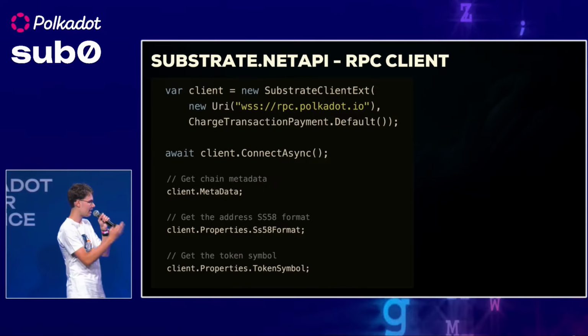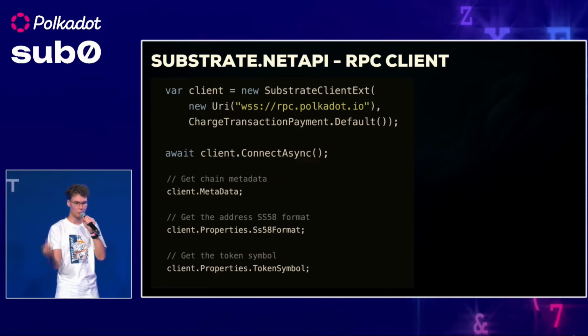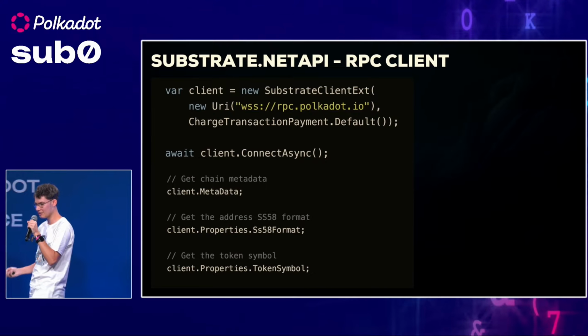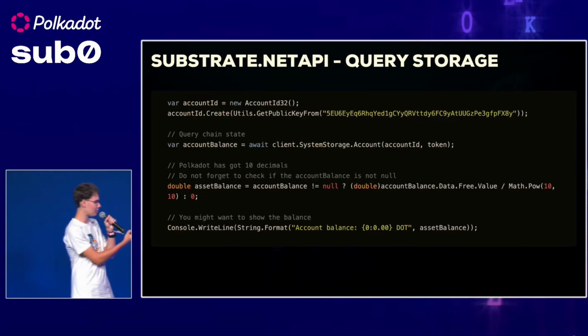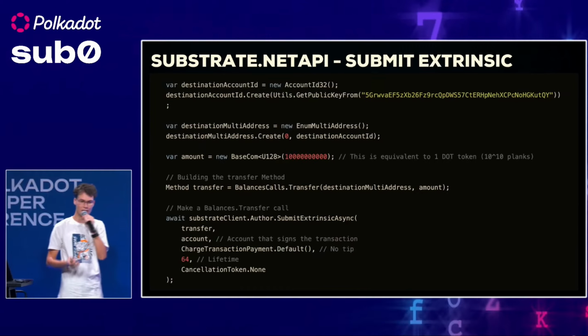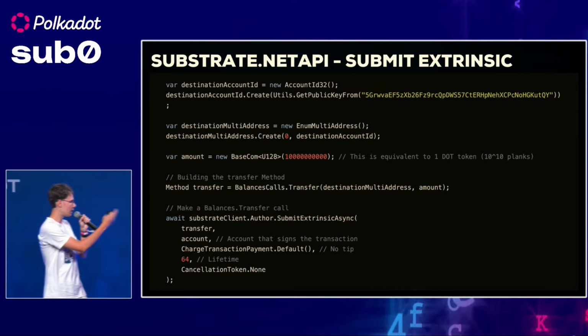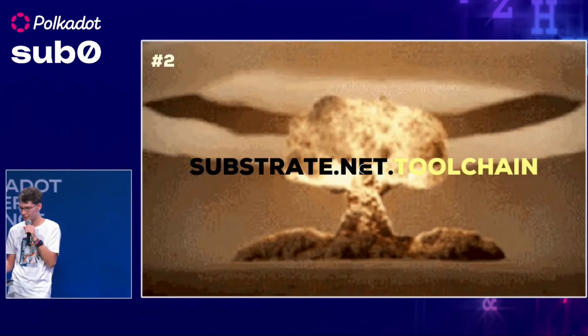And we also made a brilliant abstraction for you to get some properties of the chain, like metadata and others. And you can also query storage. This example shows you how to query your balance. And also you can sign and submit transactions. This is for a balance transfer, but you can do many more things.